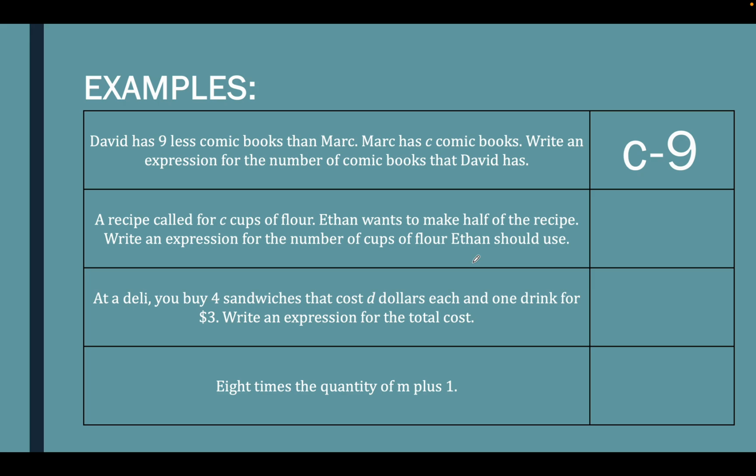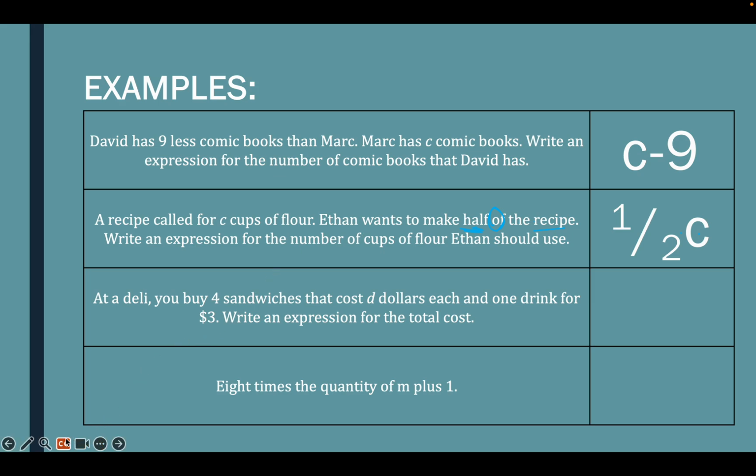Our recipe calls for C cups of flour. Ethan wants to make half of the recipe. Write an expression for the number of cups of flour Ethan should use. This one could be written a couple ways. I wrote half of the recipe. So this is where we mentioned earlier that half of a fraction of something is multiplication. So that's why I wrote it as half times C.